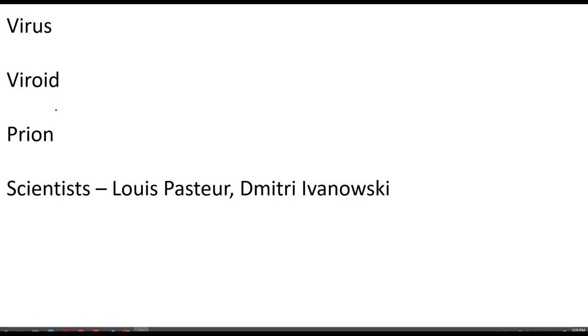A virus cannot reproduce on its own. It does not have metabolism like cells do. It cannot carry out its own chemical reactions. It doesn't consume food or make its own food. It has some characteristics of living things, but a virus is not considered a living thing.